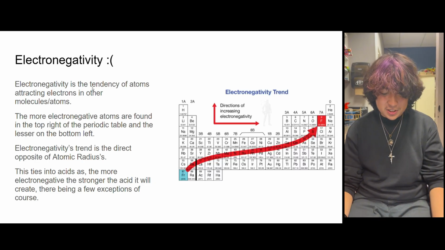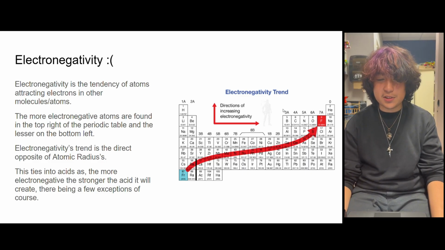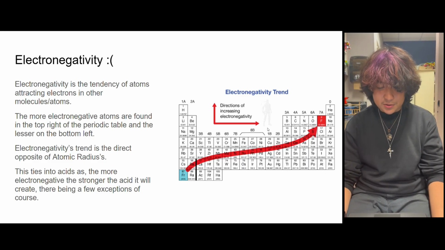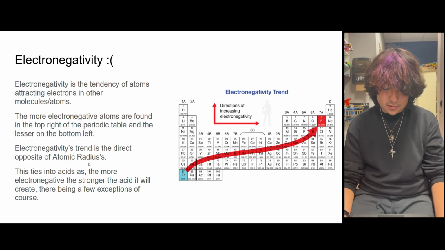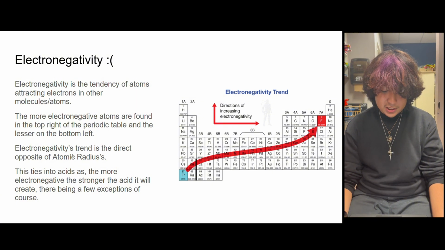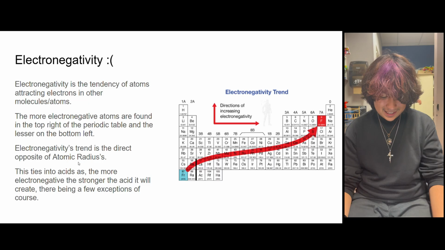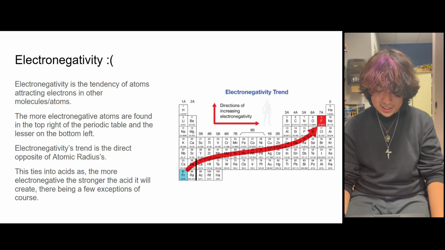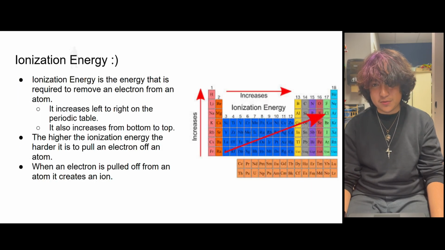Electronegativity. Electronegativity is the tendency of atoms to attract electrons in other molecules or atoms. The more electronegative atoms are found in the top right of the periodic table, and the lesser on the bottom left. Electronegativity's trend is the direct opposite of atomic radius. This ties into acids, as the more electronegative, the stronger the acid it will create. There are a few exceptions, of course.